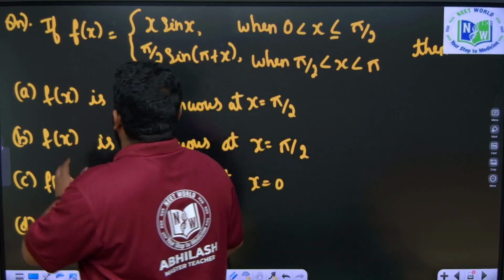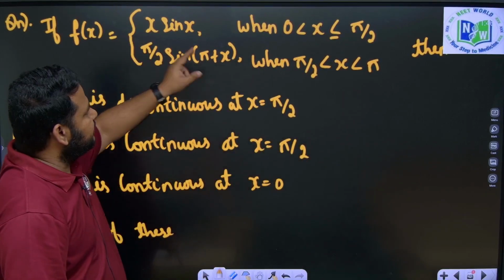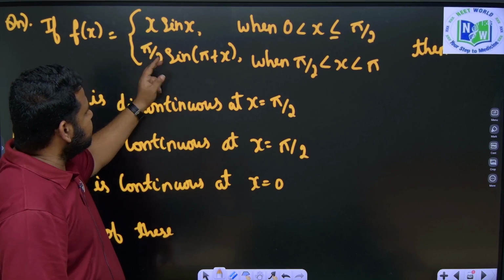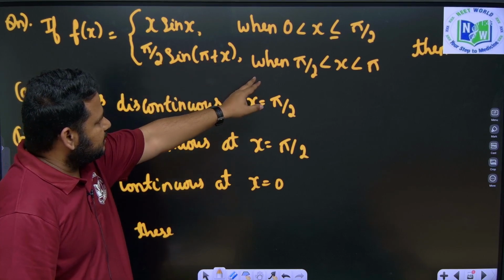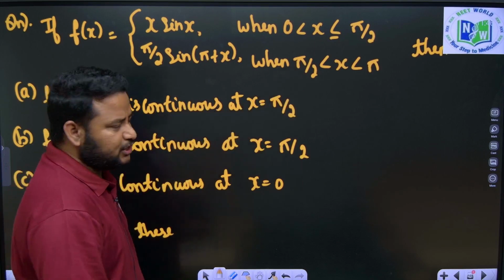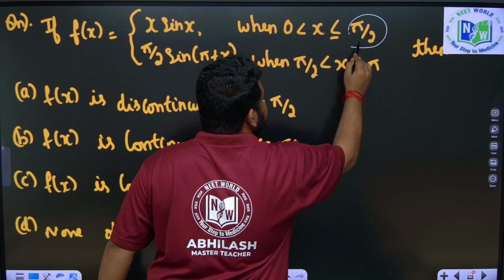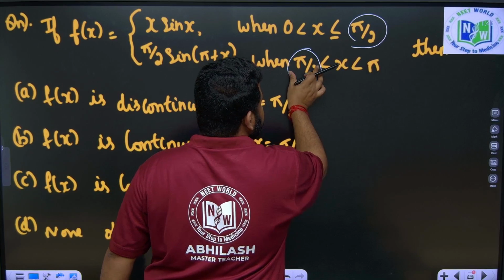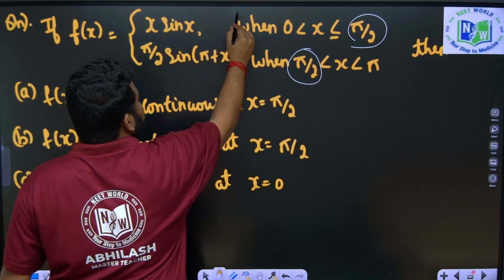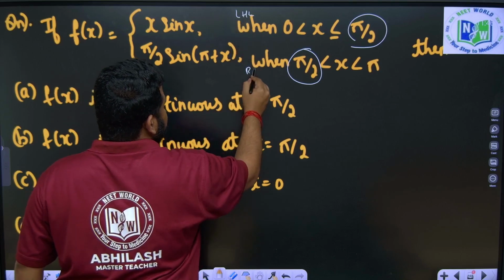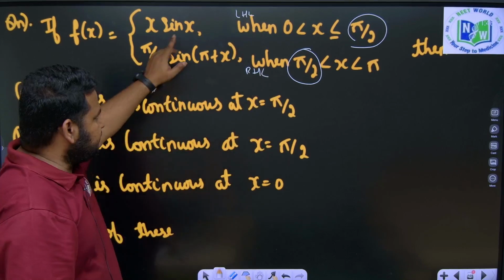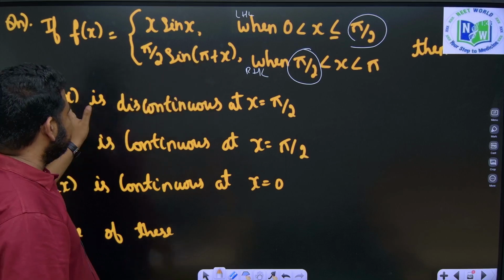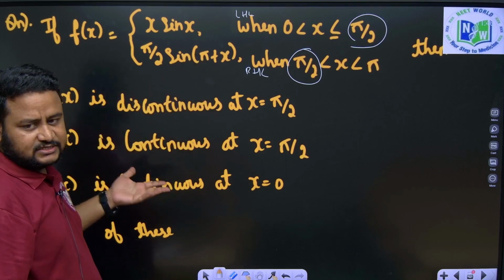They have given f of x is equal to x sin x, where x is greater than 0, less than or equal to pi by 2, and pi by 2 sin pi plus x, where x is greater than pi by 2, less than pi. Here you should understand that the function is splitting at pi by 2. This is the LHL and this is the RHL. Just listen. This is the left-handed limit and the right-handed limit. Now you have to equate this. If you equate this, you have to see whether it is continuous, discontinuous or something.